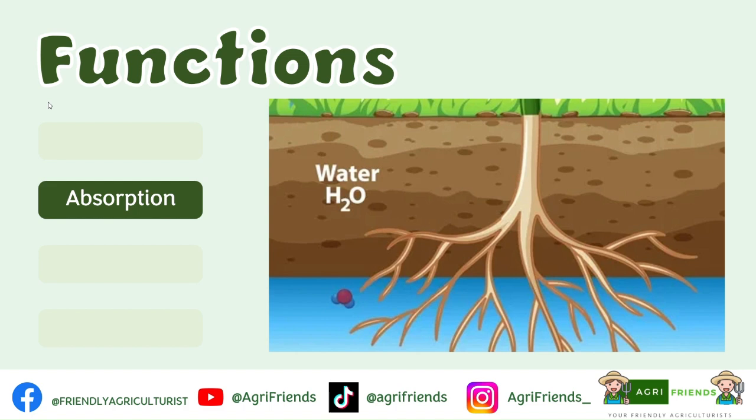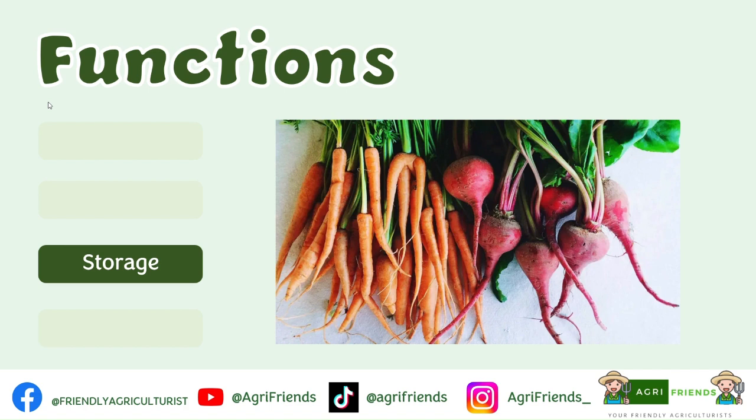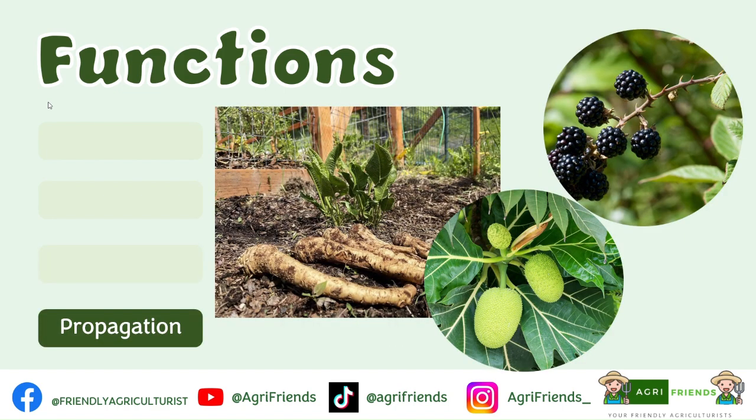Another function is the absorption of water and dissolved nutrients from the environment, which it transports to other parts of the plant. Roots also serve as storage organs. The ground tissues in the roots store food produced by the leaves during photosynthesis, such as in carrots, radish, and beetroots. Lastly, roots can also be used for propagation. There are several plants that use the roots for propagation, such as the horseradish, breadfruit, raspberry, fig, and blackberry.